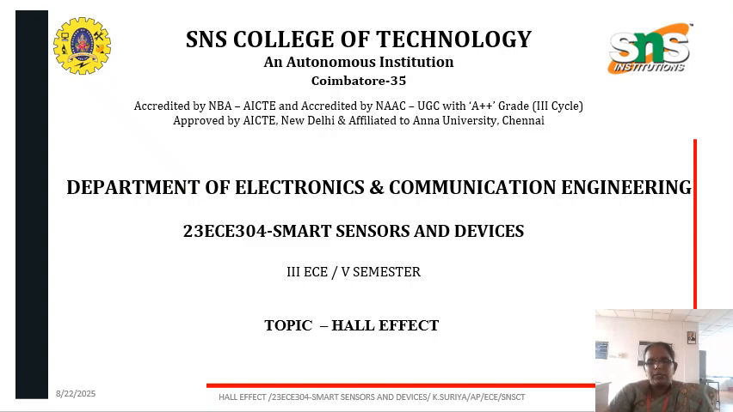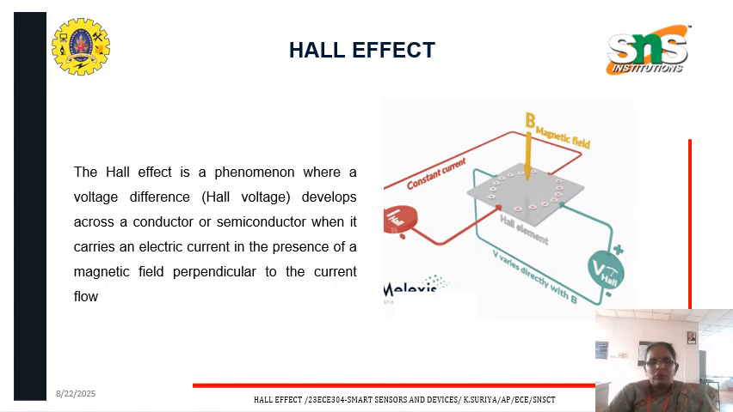In this video, let us see about Hall effect. Hall effect is a phenomenon observed when a current carrying conductor or a semiconductor is placed in a magnetic field that is perpendicular to the direction of the current. This creates a voltage difference across the conductor perpendicular to both the current and the magnetic field. This voltage difference is known as the Hall voltage.